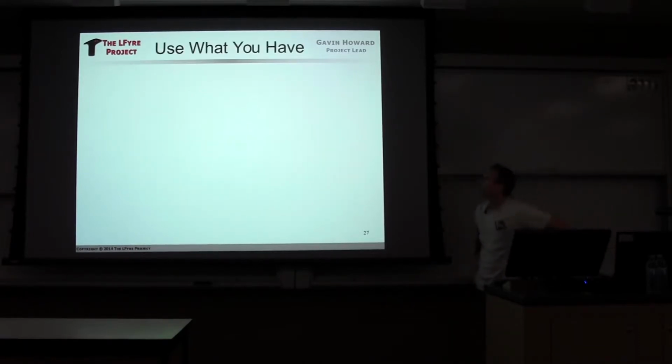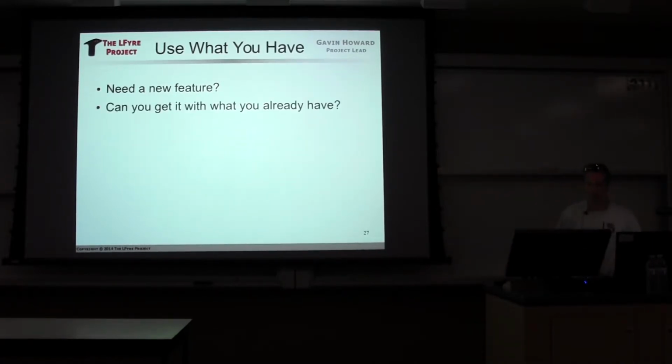Fifth, use what you have. This goes back to what I just did. LFyre got generics through reflection, which seems totally random, at least to me. What I did is I was like, I need a new feature. And I was thinking about it, and suddenly it dawned on me that I already had what I needed. Look for that. If you need a new feature, can you get it with what you already have?